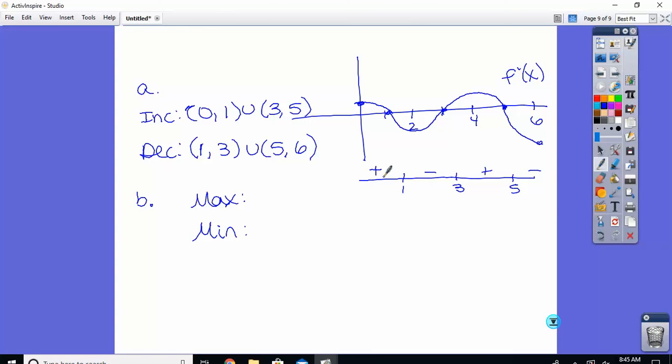So at 1, my graph went from increasing to decreasing. So what happened at 1? That's a max. At 3, it went from decreasing to increasing. So that would be a min. At 5, it went increasing to decreasing. So that would be a max. Okay, I'm probably going to ask you something like this on the test, just to make sure you can connect all these graphs.